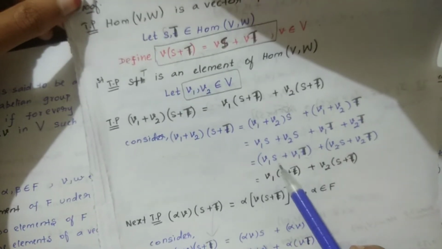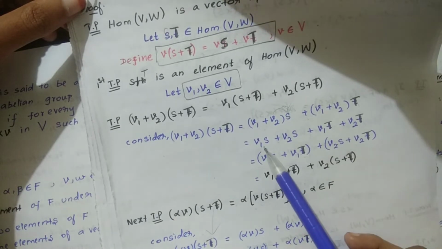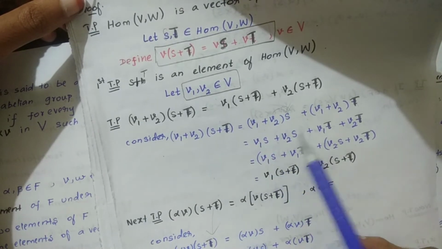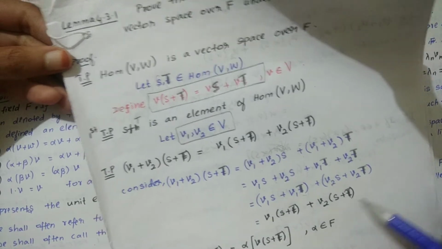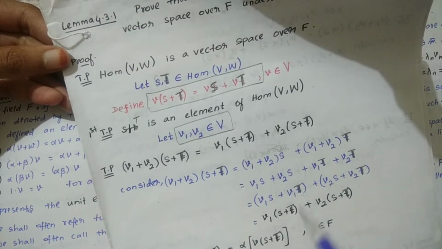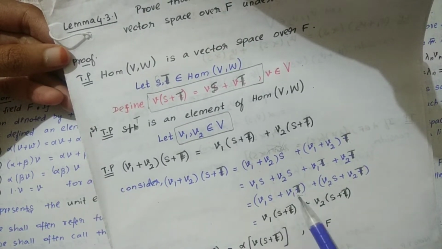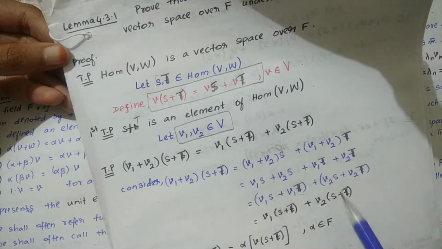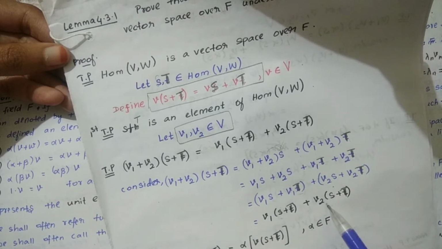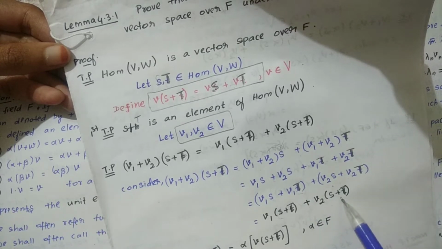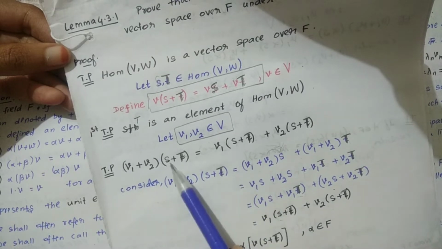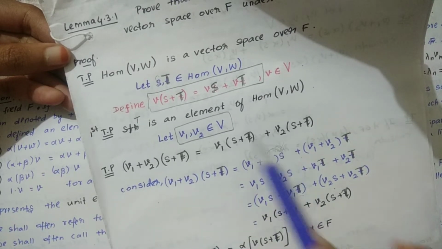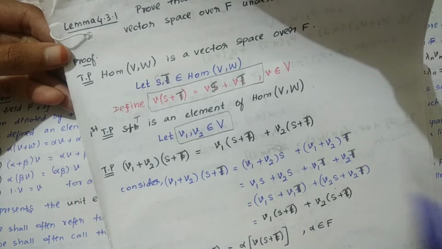After that, you write the V1 terms as one group and the V2 terms as another group. Is that clear? Now you take V1 common from this, so you get this, and from here you take V2 common, so that you get this. So finally you proved it, right? By considering this, in the end you proved this. So one condition is verified.